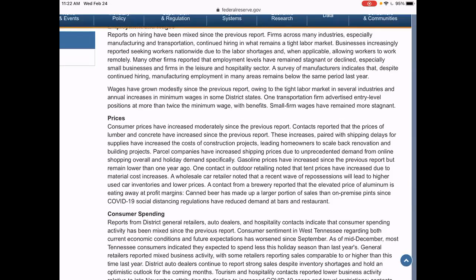Here's another one. A wholesale car retailer noted that a recent wave of repossessions will lead to higher used car inventories and lower prices. A contact from a brewery reported elevated price of aluminum is eating away at profit margins.